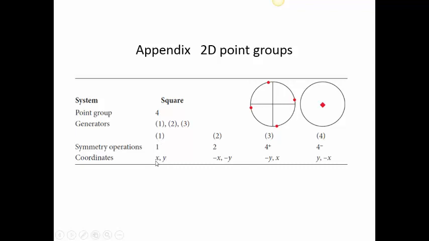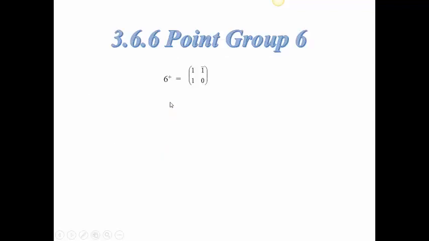And so the 1 can refer to either the operation or the coordinates. From the coordinates we can get the matrix. So the generators are the identity, 2, which just happens to be the twofold, and 3, which is 4 plus, or it could be this matrix. We've already gone over our point group symbol and stereographic projections. The crystal system is square, which we'll do in a few minutes.